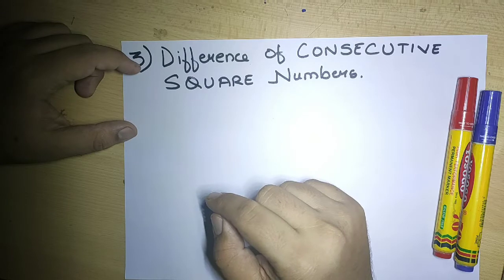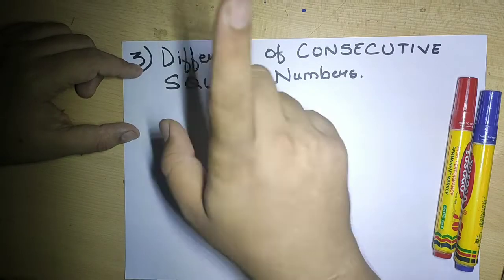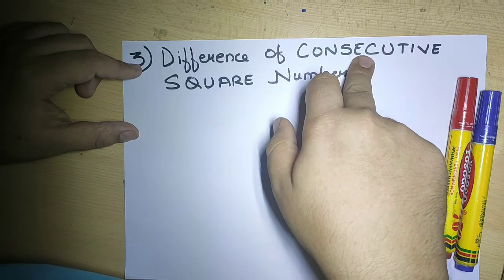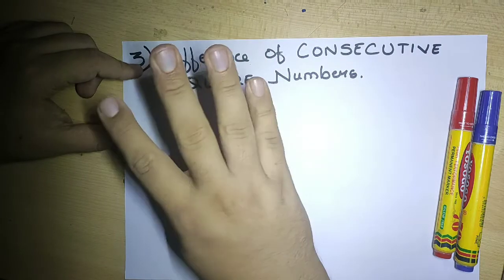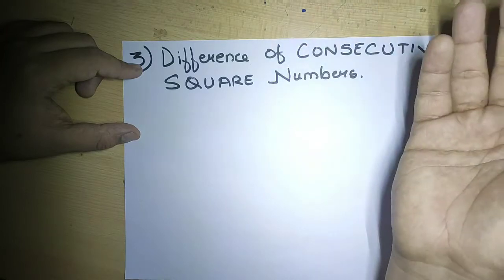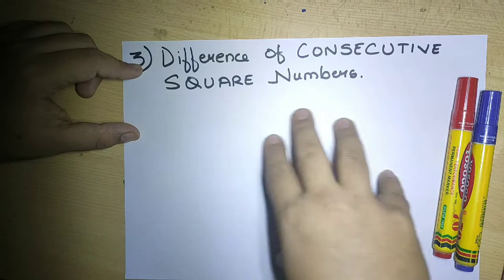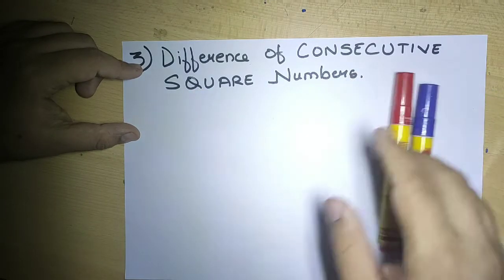Let's come down to the third property, the difference of consecutive square numbers. First of all, we'll understand the term. Difference means subtraction. Consecutive means one after another. Square numbers means 1 square is 1, 3 square is 9. So 1 and 9 are square numbers. First of all, we need to prepare the whole table so that we can understand this whole pattern.